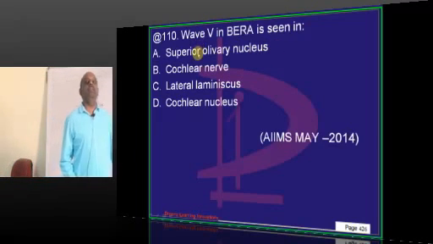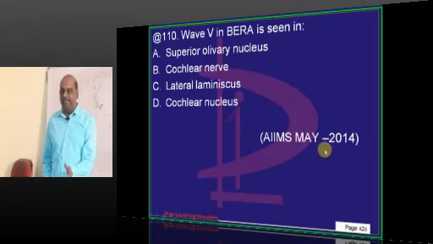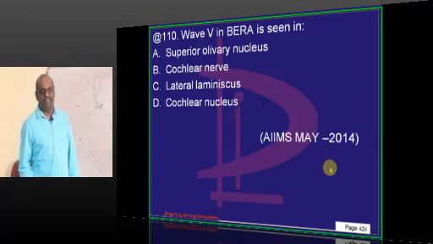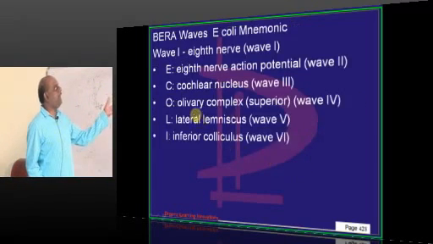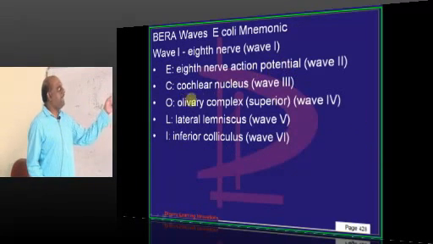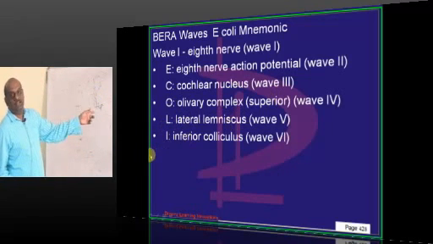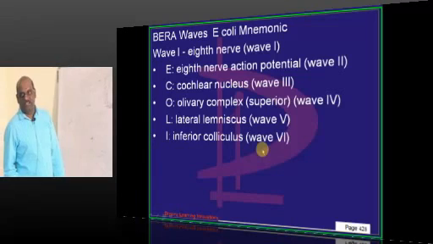What is wave 5 in BERA? Whole world gives one classification, Dhingra gives another classification of waves. But what is the famous mnemonic? E. coli. E is 8th nerve, C is cochlear nucleus, O is superior olivary complex, L is lateral lemniscus, I is inferior colliculus.